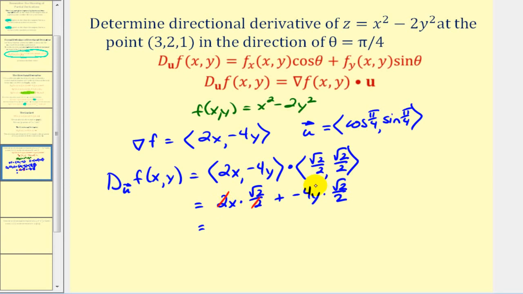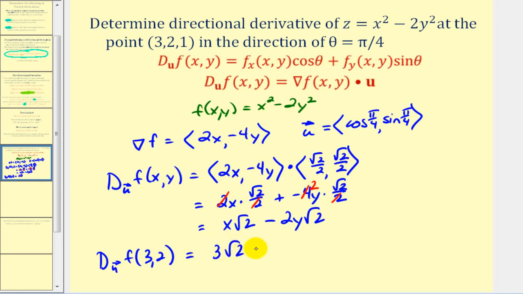Here the 2's simplify out. Here this simplifies, this changes to a 2. So we have x square root 2, and this will be plus a negative, or just minus, 2y square root 2. So finally, the directional derivative of f at the point 3, 2 in the direction of u is going to be 3 square root 2 minus, this will be 2 times 2, or 4 square root 2. That's going to be negative square root 2, which is approximately equal to negative 1.4.